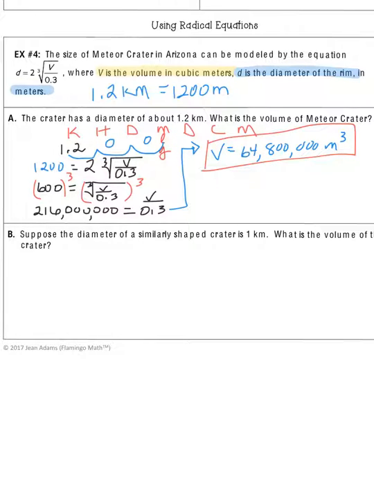So then I want you to do part B. You're going to have to convert 1 kilometer into meters. So pause the video.